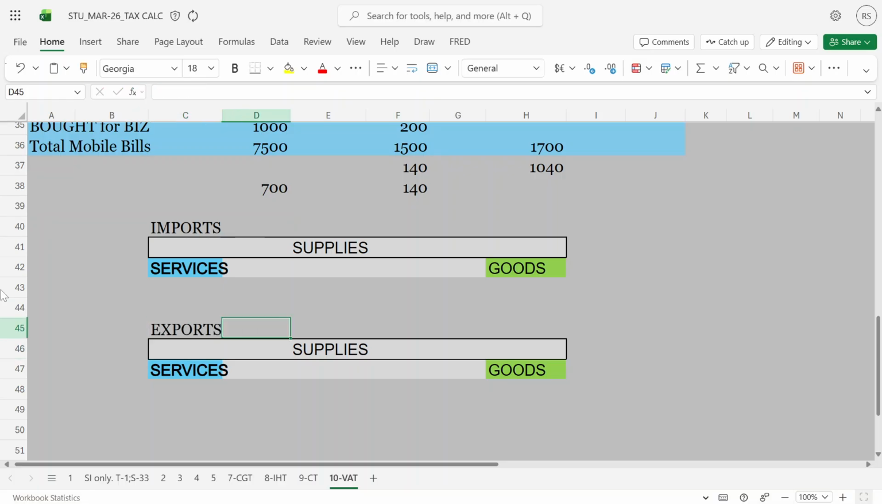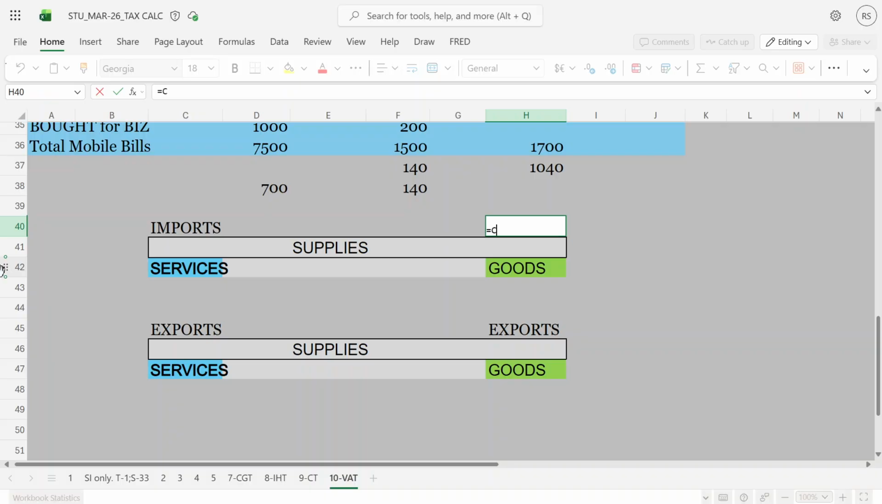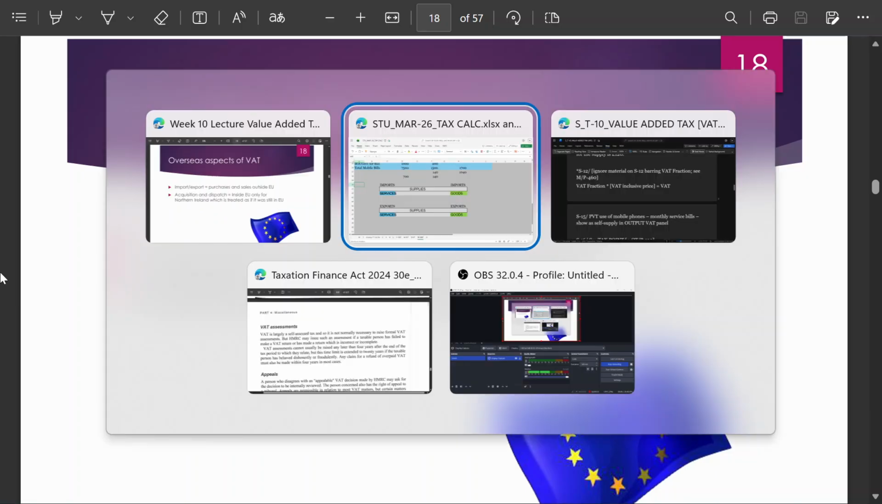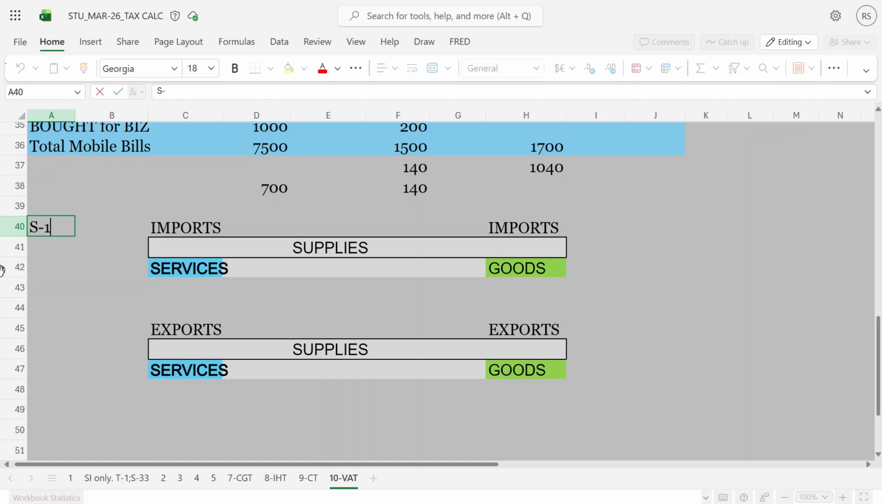Okay, so of goods and services, and let's talk about this as equal to C40. All right, so first let's look at the goods side first. Goods, import, international trade in goods and services. What is the framework? That's slide 18 onwards.